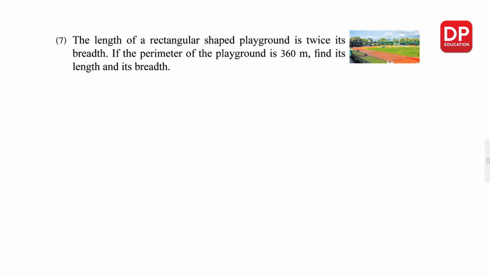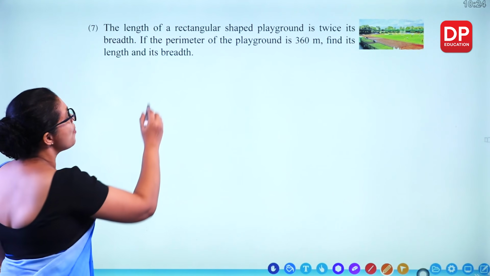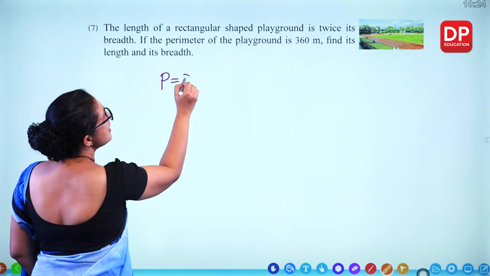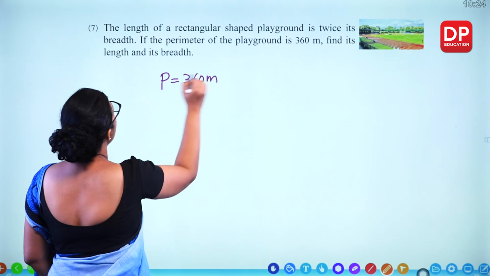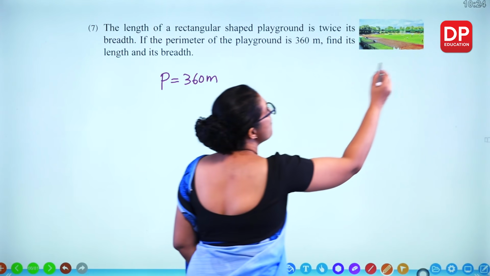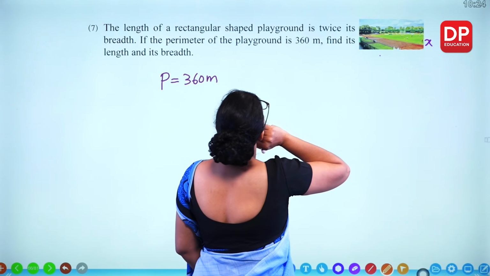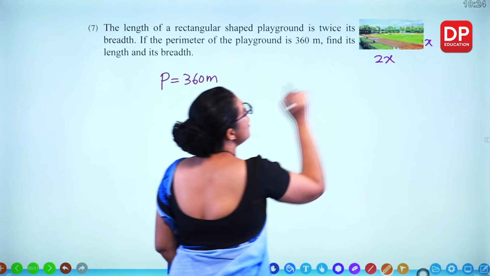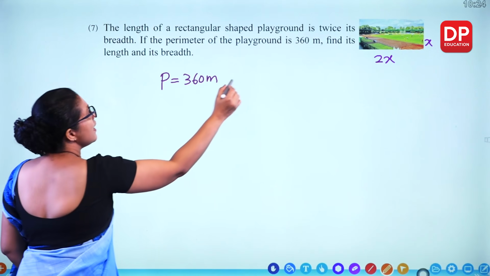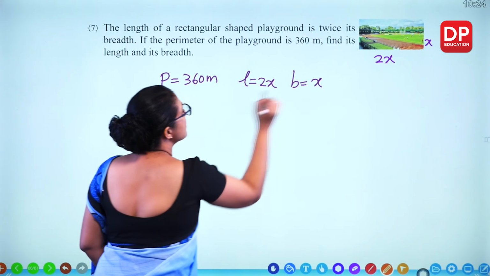Question number 7. The length of a rectangular shaped playground is twice its breadth. If the perimeter of the playground is 360 meters, find its length and its breadth. So we'll put x for breadth and twice, 2x, for length. L is 2x and B is x.